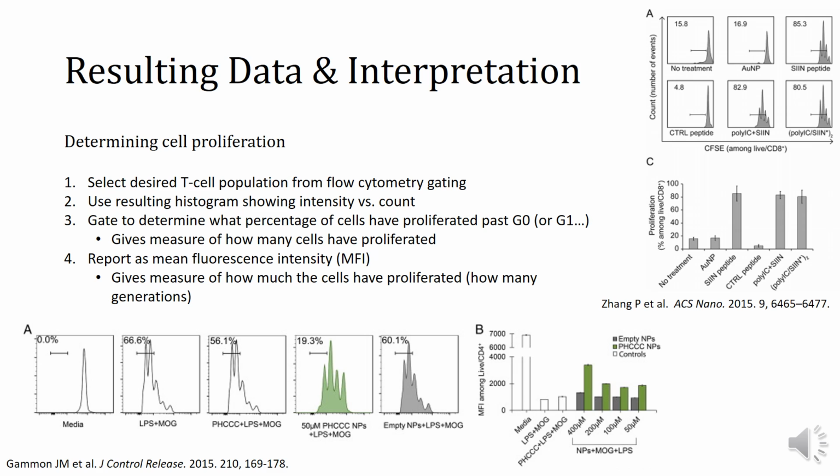Alternatively, you can report your data as mean fluorescence intensity. Again, if you're looking at Josh's on the bottom, you see MFI among live CD4 positive cells. MFI is just a measure of how much the cells have proliferated. You just take the mean average intensity from your histogram for the whole plot, and as you have more rounds of proliferation, your mean fluorescence intensity should decrease.